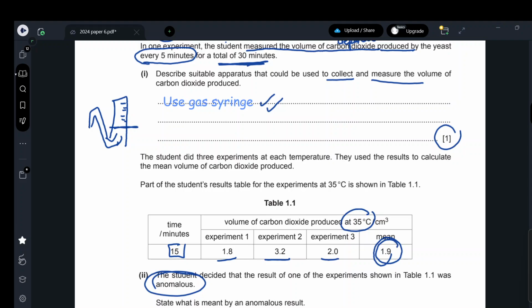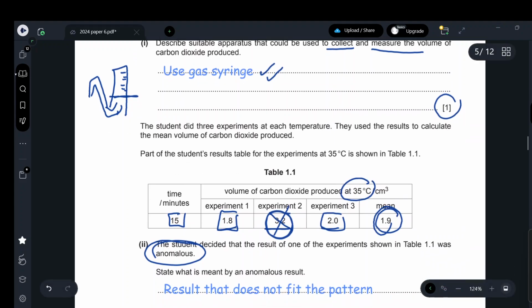We just solved this in another exam. What is the meaning of anomalous result? Anomalous means that it does not fit the pattern. Look here. This is 1.8 and this is 2. This is 3.2. It is very far from the other two numbers, so it is probably wrong. This is an anomalous result.